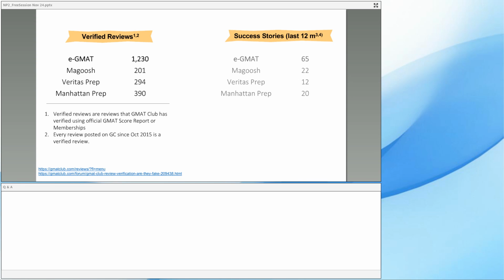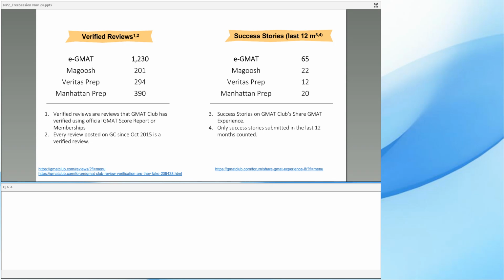When you look at the number of success stories, you're going to find something very similar. Again, more success stories mention e-GMAT than mention any of the other prep companies, in fact, all of the other prep companies combined. And these are success stories over the last 12 months on the GMAT Club Share GMAT Experience forum. If you go back 24 months or 36 months, you're going to find a very similar story.